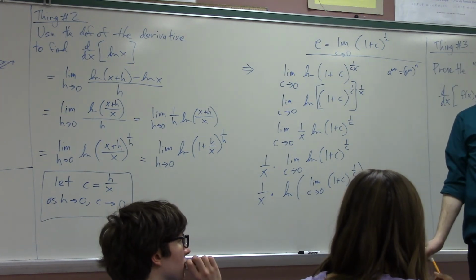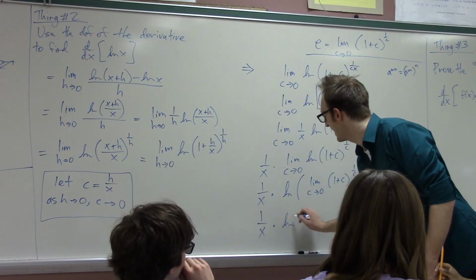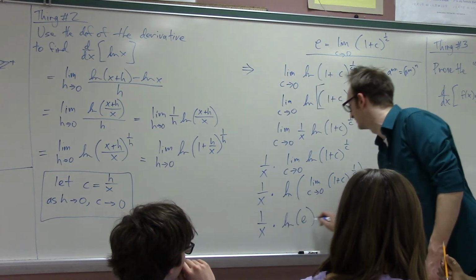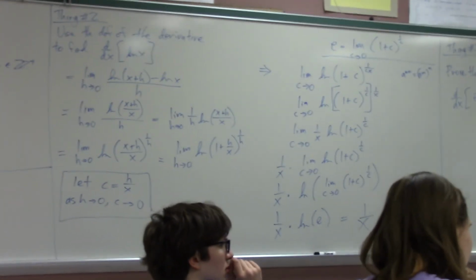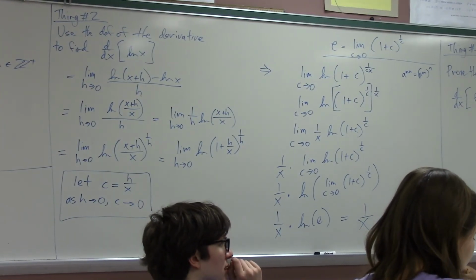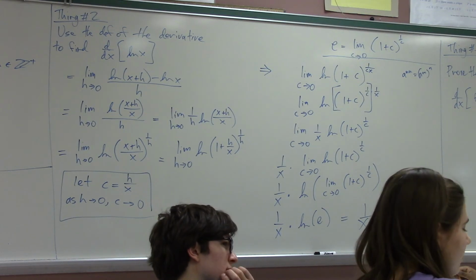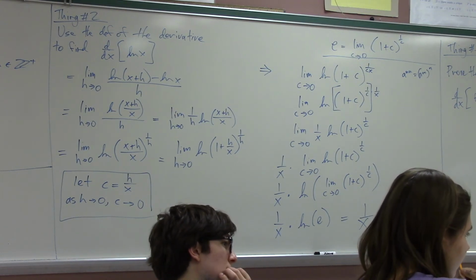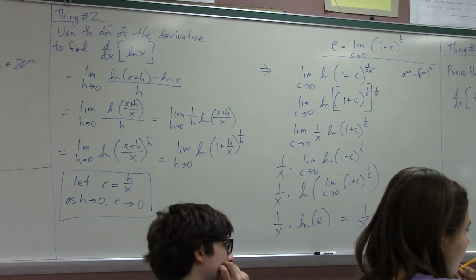Are you impressed? This is kind of an awesome proof. So this is 1 over x times ln of e. In other words, whoa, holy crap, not expected. The derivative of ln x is 1 over x. Pretty awesome. Was anyone predicting this?